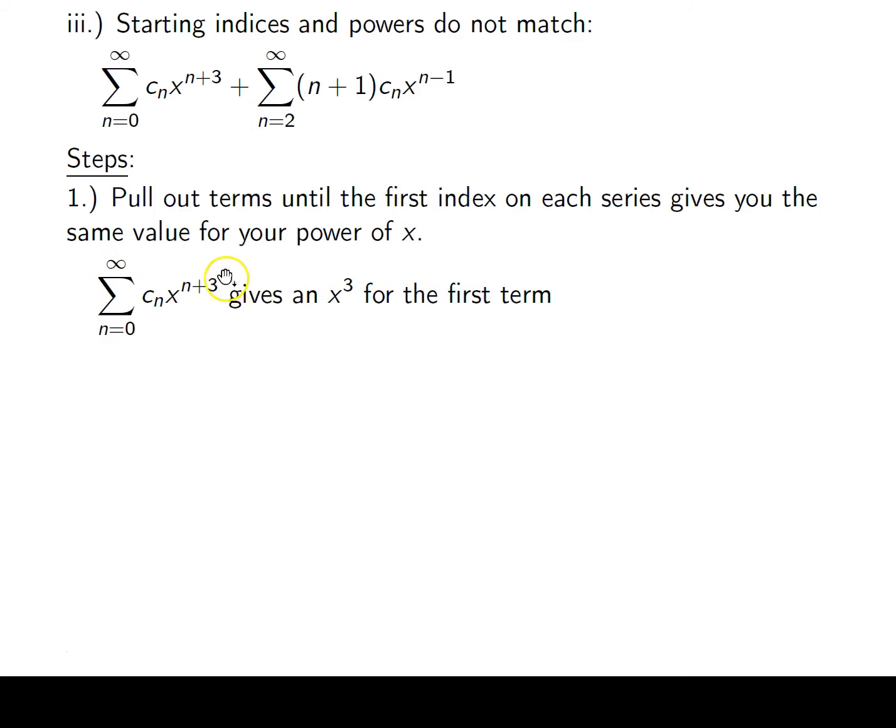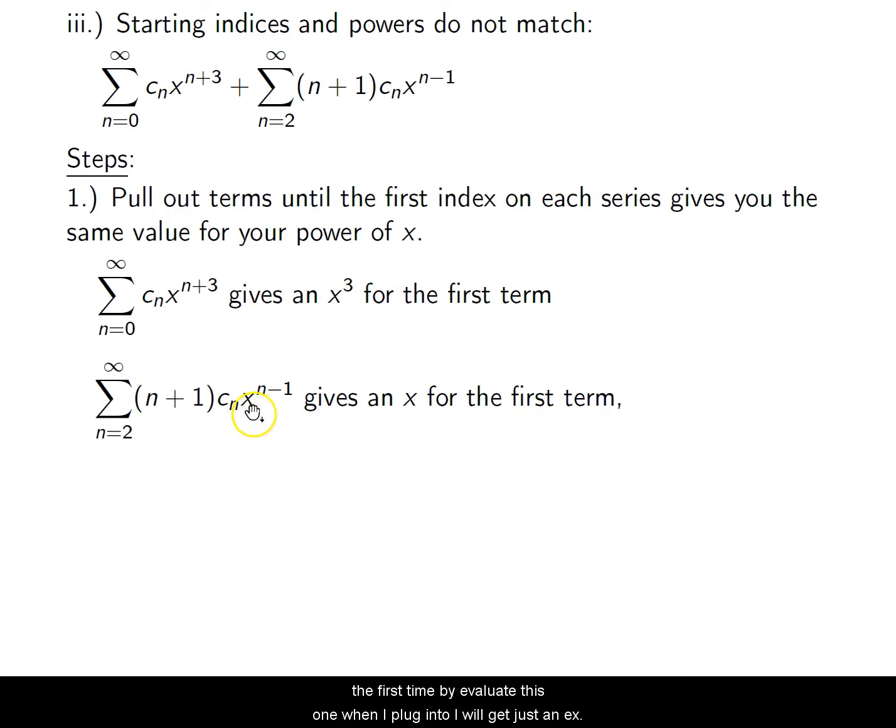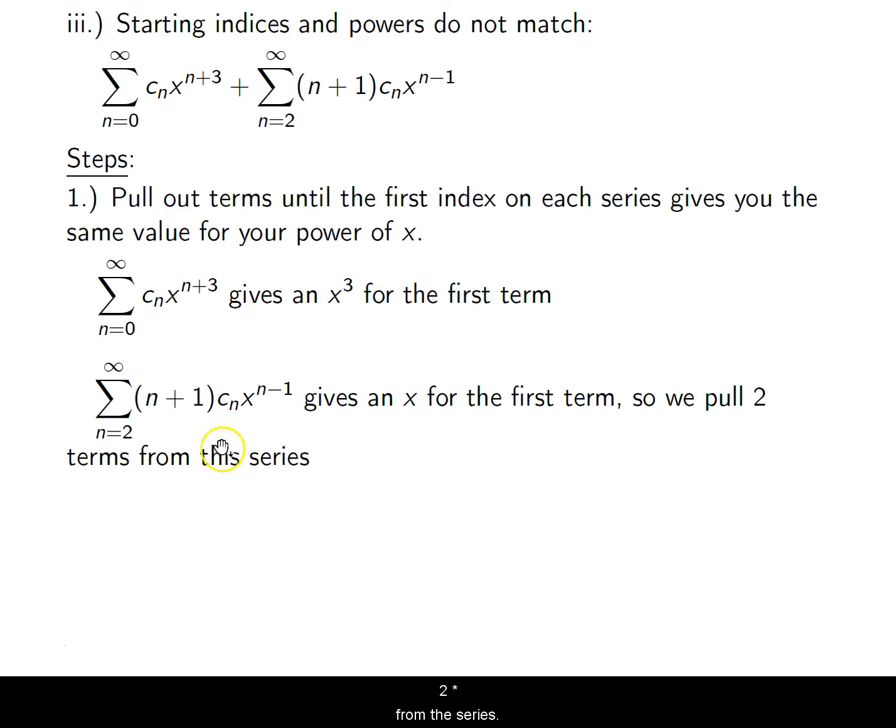Again, if I evaluate here, this will give me an x cubed term for the first term. If I evaluate this one, when I plug in 2, I will get just an x as the power for my first term. So for this one, I need to pull out 2 terms until it matches up. So we pull 2 terms from this series.